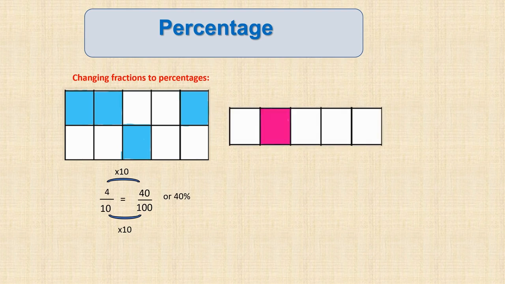Now what about if your shape has only 5 parts? You shaded here 1 out of 5. So we want to make the denominator 100. So we multiply 5 by 20 to make 100. And again, do the same to the top. So you have 1 times 20. That will give you 20 over 100, and that's 20%. Okay, so that's straightforward enough.